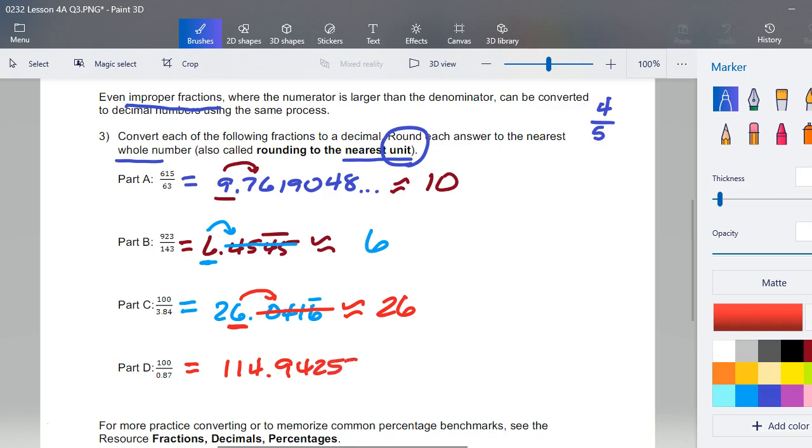Finally, I'm dividing 100 by 87 hundredths, and I get 114.94, etc. And when I go to round, I look at my whole number place. The 9 is larger than 5. That's going to cause my 4 to go up to a 5. Everyone else drops out of the race here. And to the nearest whole number, we have 115.